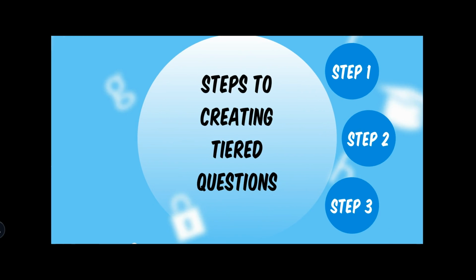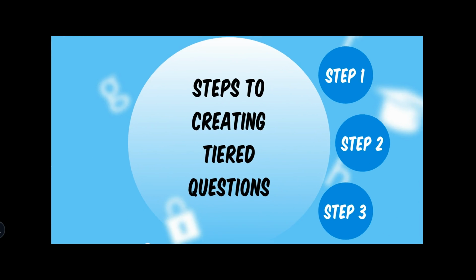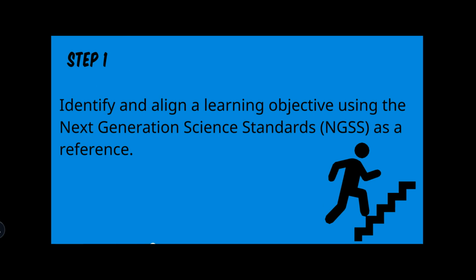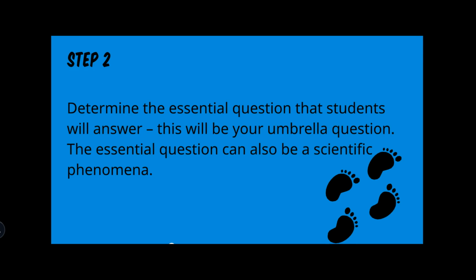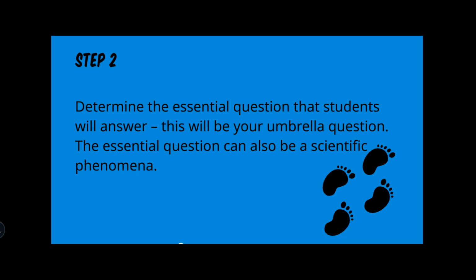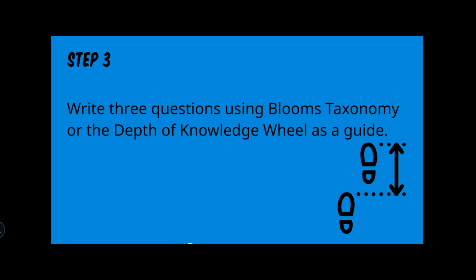Steps to creating tiered questions. Step 1. Identify the learning objective. Step 2. Determine the essential question that students will answer. This will be your umbrella question. Step 3. Write 3 questions using Bloom's taxonomy or the Depth of Knowledge Wheel.